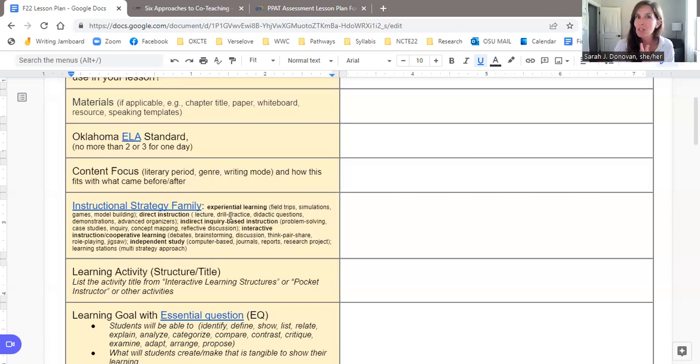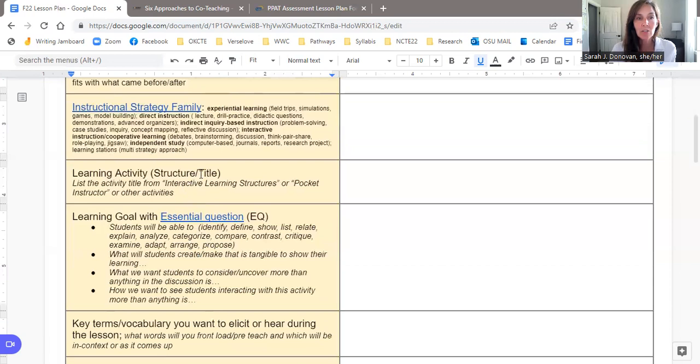There's cooperative learning, which is pretty easy to identify, such as small group work or Socratic seminar or fishbowls. Think, pair, share, jigsaw, and then independent study if you have students working at their desk, creating a concept map. They might be doing something on a computer, such as an interactive computer activity, or journaling, or writing a report, or doing research, those kinds of things. And then there's learning stations, which is a mixture of all of these different families. So you might have stations, which I've done before, right?